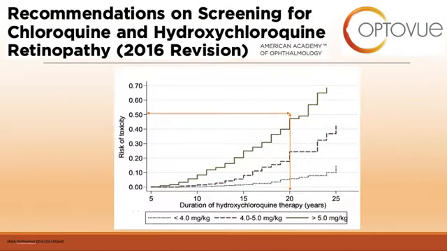So if you recall this graph here, I tried to put the orange arrows here to show you where this lady falls. Remember that if you're taking greater than 5 milligrams per kilogram, that would be the green line. So if you look at 20 years and you go up to the green line, you can see that she has more than a 50% chance of having toxicity. So that's a pretty significant number.